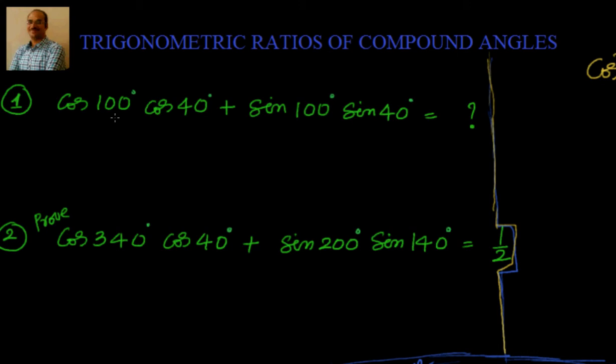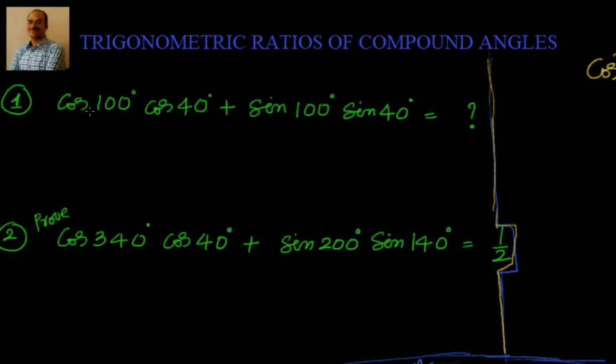So we are going through trigonometric ratios of compound angles. In the last video we learned the formulas, so we'll be applying those in the concepts. Okay, right. Now this is the first problem we have. Cos 100 cos 40 plus sin 100 sin 40 is equal to how much? We just want to solve a simple problem so that we can remember the formulas and apply them. Then maybe in the next video we'll take second level or medium level problems.